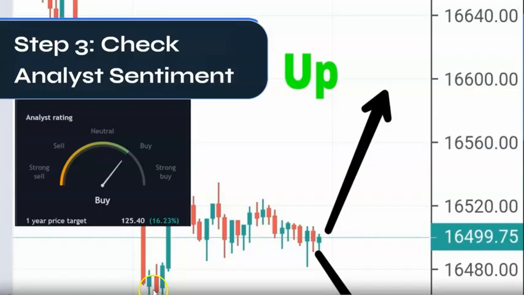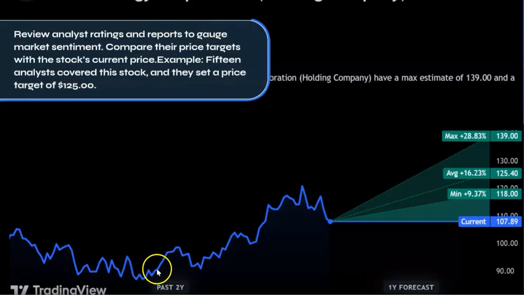Moving on, step number 3 is to check the analyst sentiment. Those are the experts. They're getting paid to do this. And currently, they're giving Duke Energy a buy. I didn't mention it, but one of the things you must do when you're setting your support and resistance levels and targets is identify the trend.